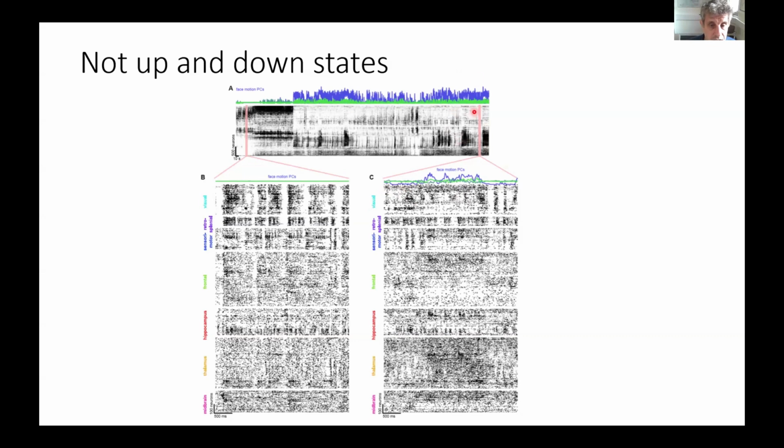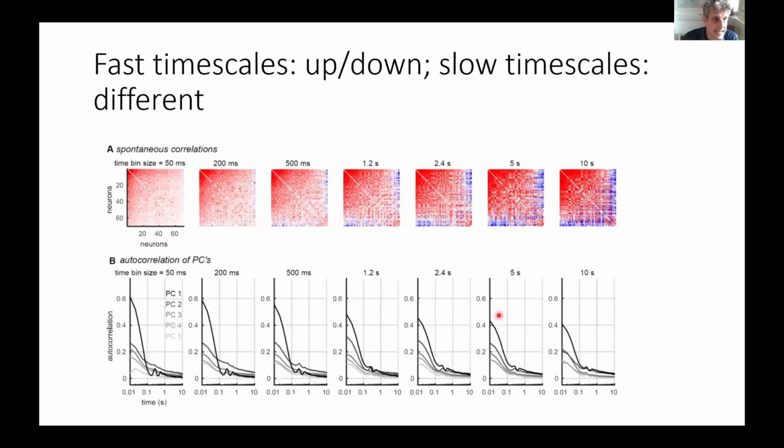This is where we have motion of the face, and you see we've got these correlations with the face motion, but they're not the same as the spontaneous up and down phases. And you can see at this moment, the mouse stops moving its face, the blue face motion goes to 0, and now the up and down phases start, right? So the face motion correlates are different to the up and down phases, which is spontaneous.